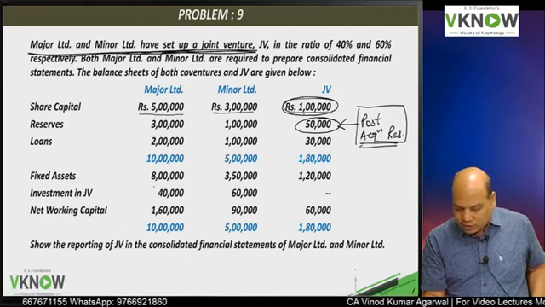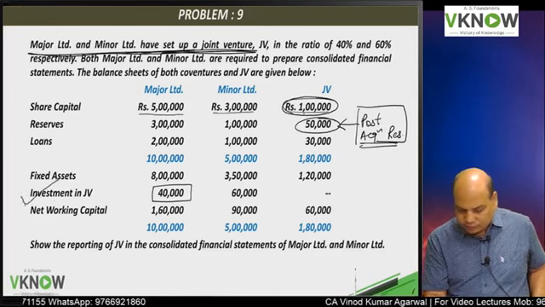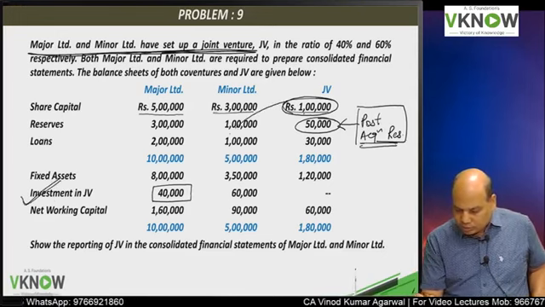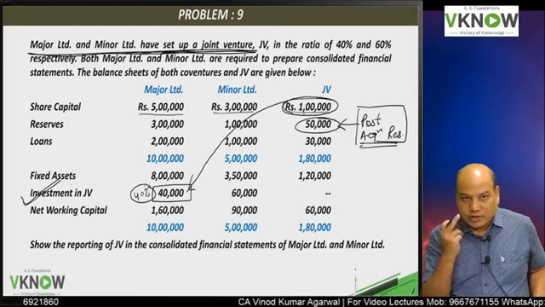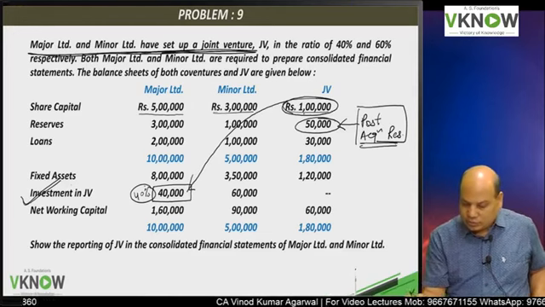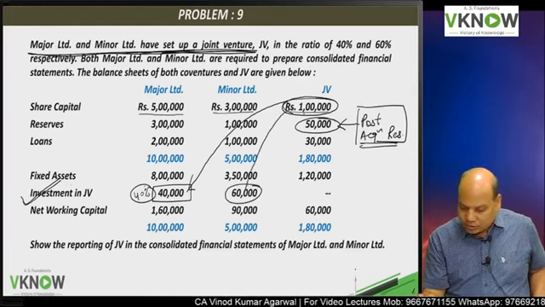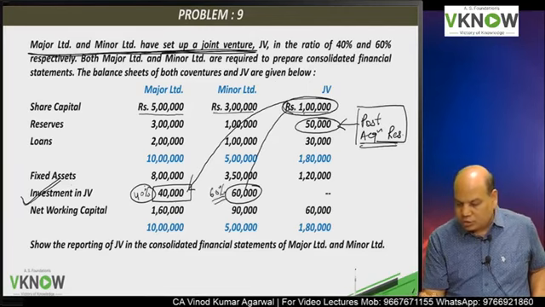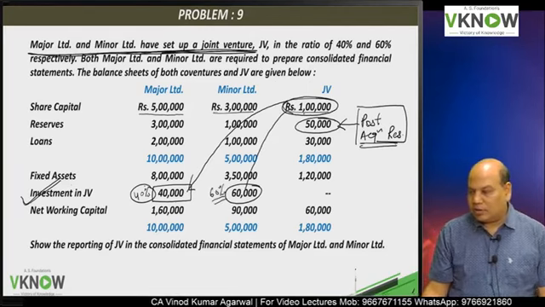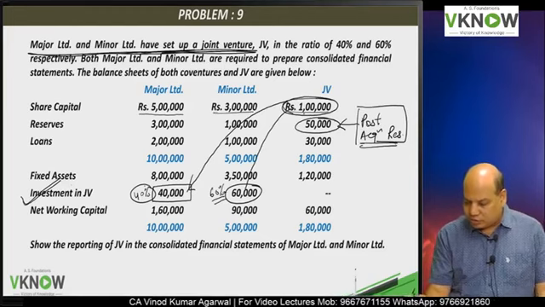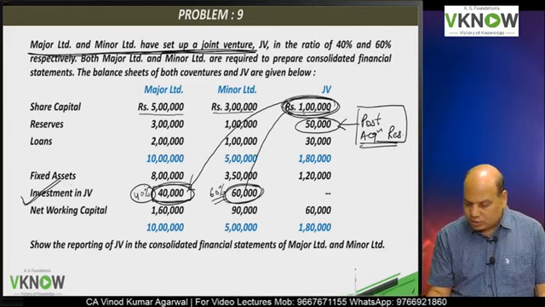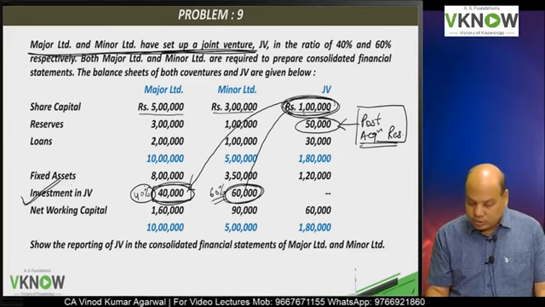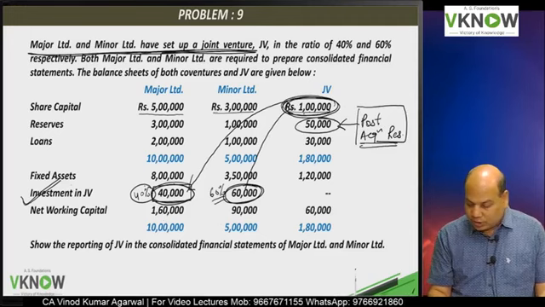Now look at the investment, tick mark. Out of 1 lakh, 40% is held by Major, 40,000, and 60% was contributed by Minor, so that is 60,000. So that is matching also. Out of 1 lakh, 40,000 was contributed by Major, 60,000 was contributed by Minor. Then net working capital, total.